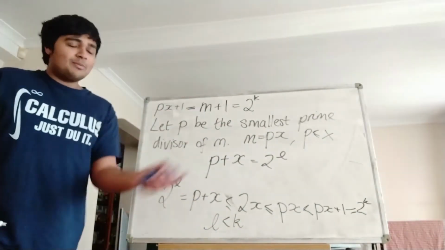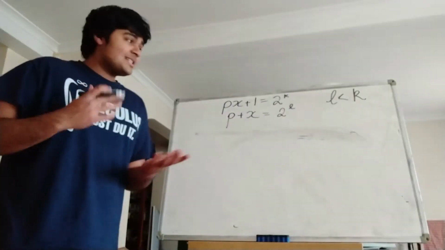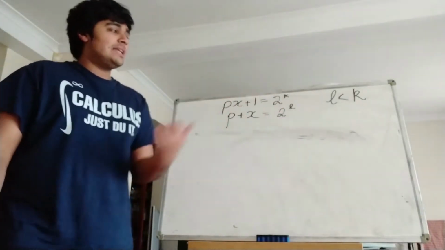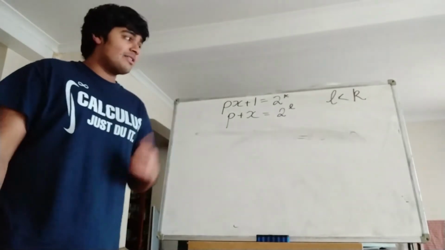Let me wipe the whiteboard clean, and then we'll continue. Okay, so we've just derived an inequality, l is strictly less than k. What I want to firstly do is derive another quick inequality.